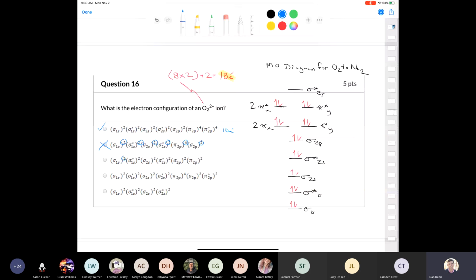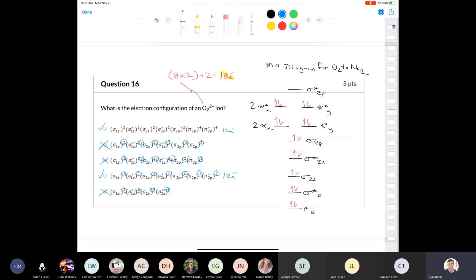If you look at the next one, 2, 4, 6, 8, 10, 12. Also cannot be a contender. Look at the last one, 2, 4, 6, 8. Definitely not a contender. And then if we look at the second to last one, 2, 4, 6, 8, 12, 13, 14, 15, 16. And so this one is also a contender because it's got 18 electrons.